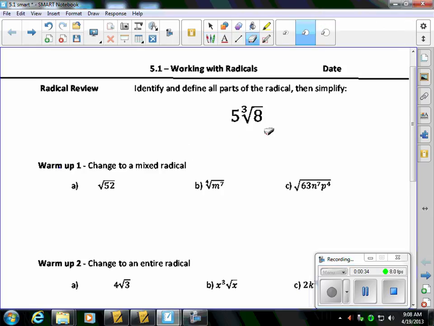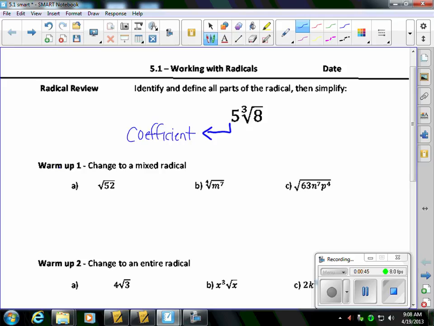So the number in front, just like when you're working with variables, is the coefficient. The number in the notch is called the index. So that's whether you have a cube root, a square root, a fourth root, that's the index. This is just our radical sign, it's just that root sign that we use. And then the number inside the radical sign is called the radicand.